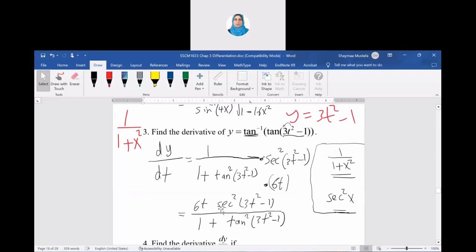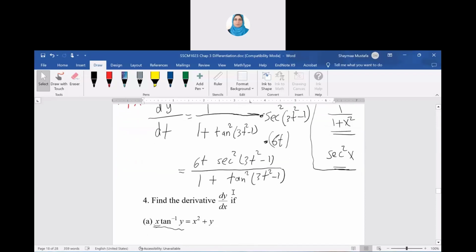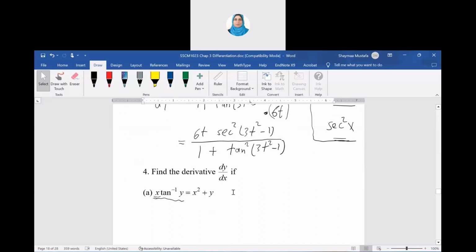Or if you go like this one, also can. But now from the identity, 1 plus tan squared is sec squared. If you go back to the identity we gave you in chapter 2, you will find that 1 plus tan squared is sec squared. So sec squared will be cancelled with 1 plus tan squared. So they only have 6t. So still can.